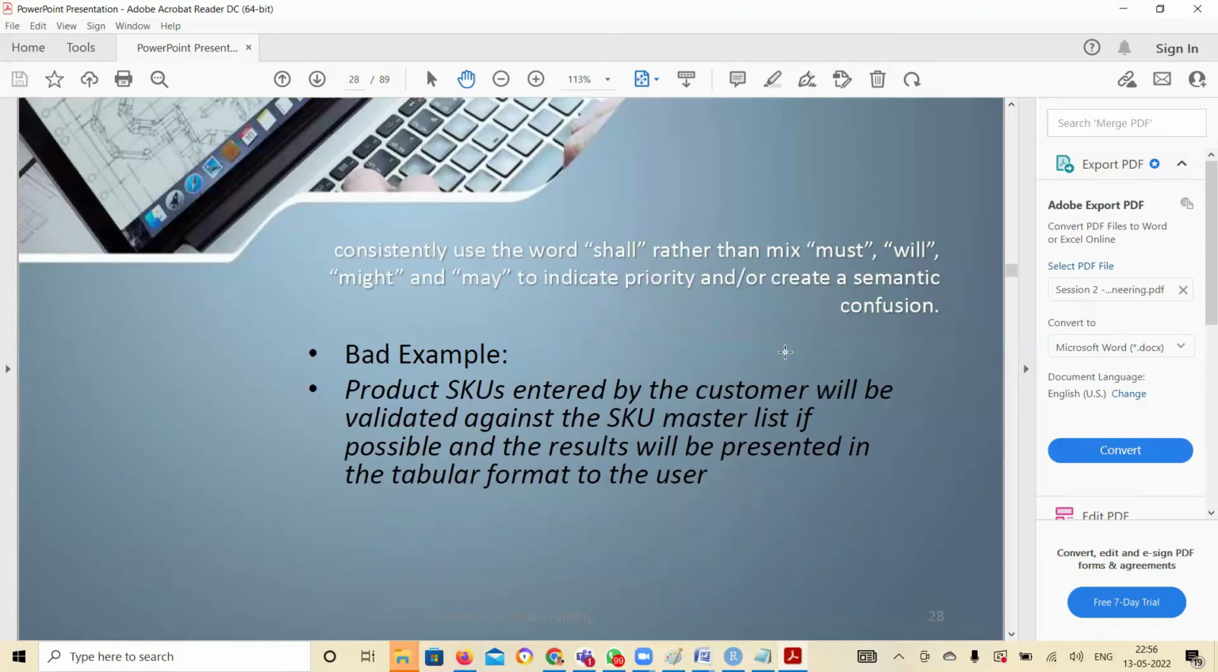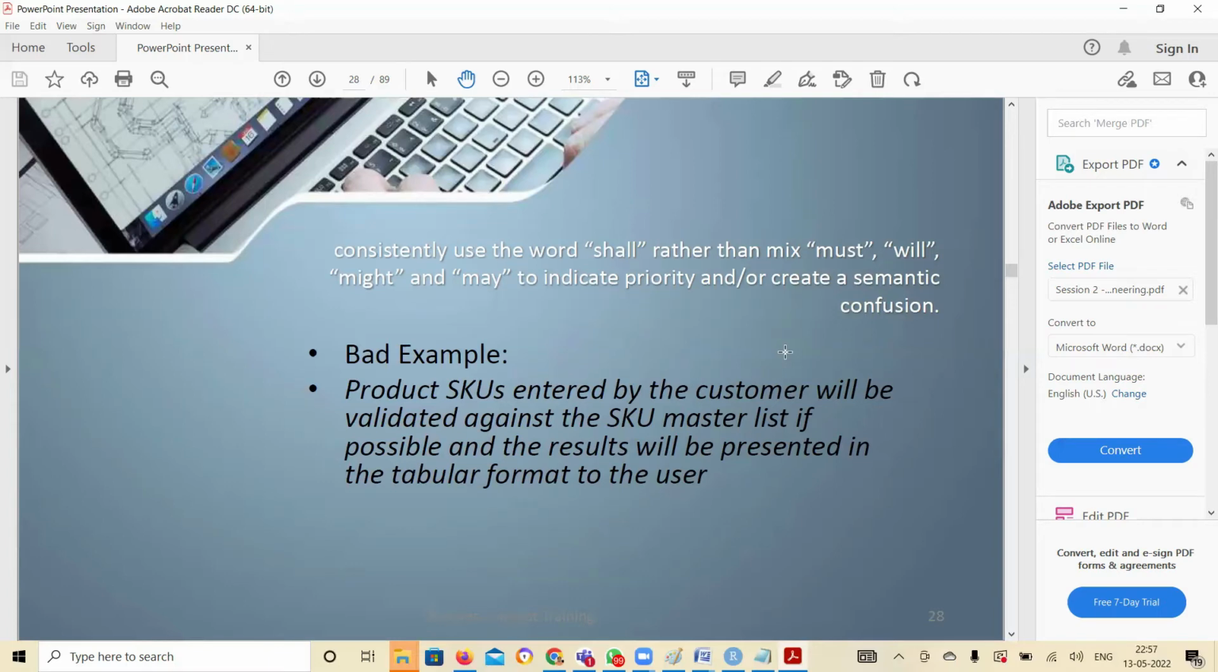Now we are going back to the example. Requirements. Okay, so you'll have to write the requirements. See here, it says a bad way of writing a requirement: product SKUs entered by the customer will be validated against the SKU master list if possible, and the results will be presented in the tabular format to the user. A BA wrote a requirement like this. Can you read it and tell me what it means?